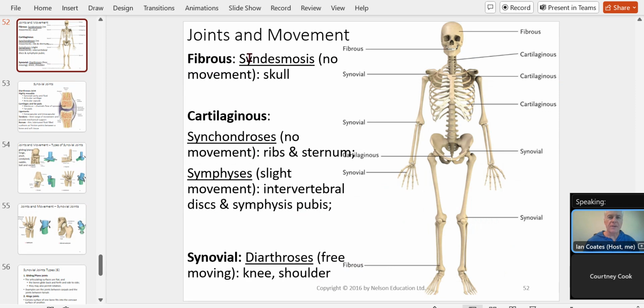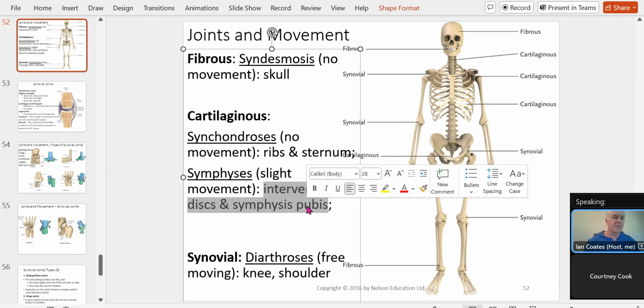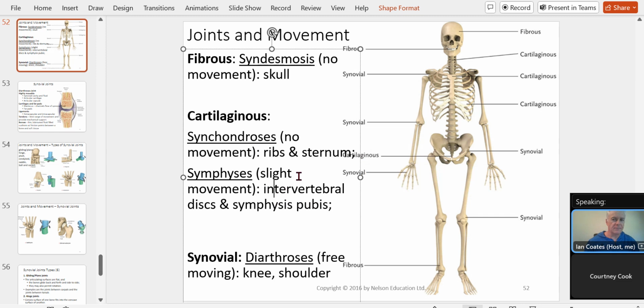So fibrous, syndesmosis, no movement, skull. Cartilaginous, synchondrosis, no movement, ribs and sternum. Symphysis, slight movement, intervertebral disc and symphysis pubis. There's a little bit of movement there.